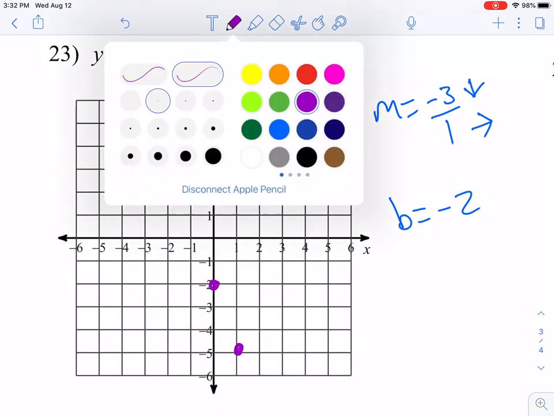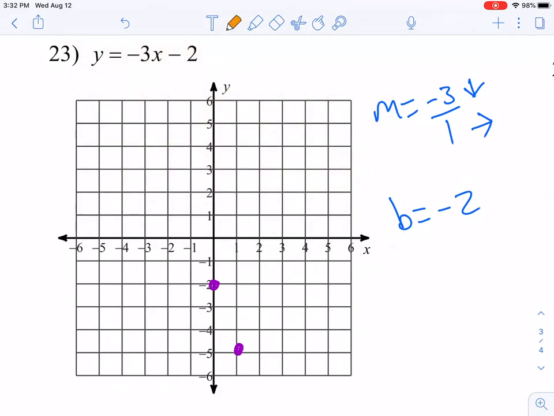But I could do the exact opposite. I'll do that in orange. I could go up 3, left 1. So if I went 1, 2, 3, left 1, 1, 2, 3, left 1, and then I run out of graph, 1, 2, 3, left 1. I'm kind of off of the graph there. But they end up being on the same line. Okay?